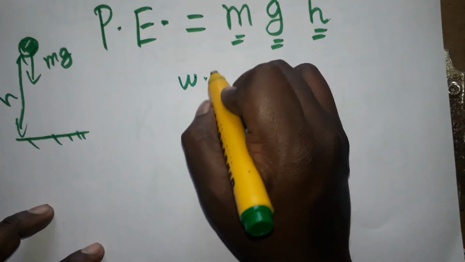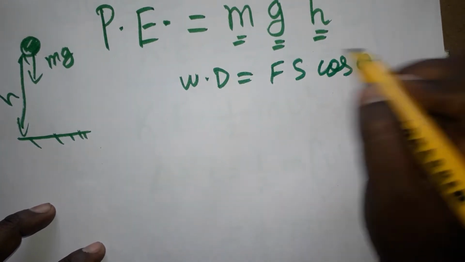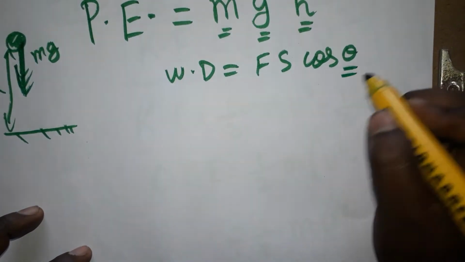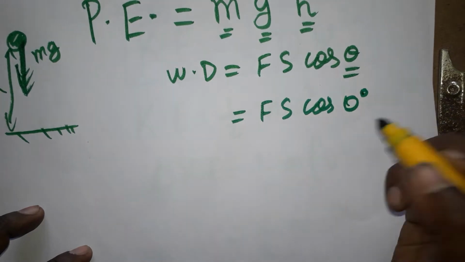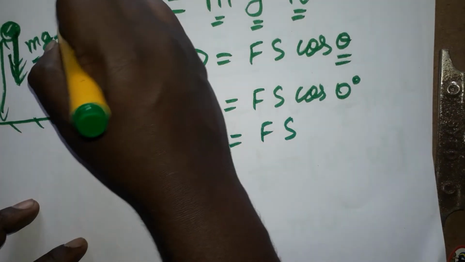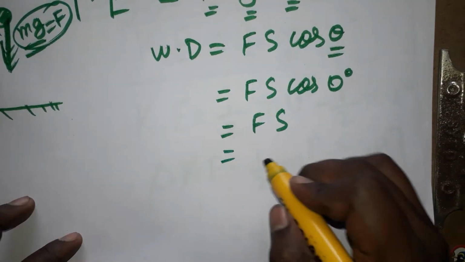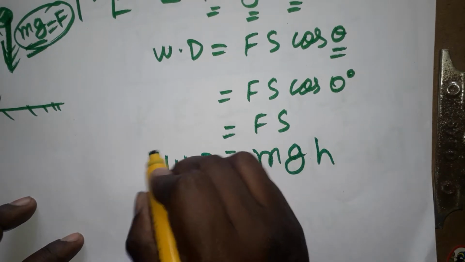So work done is equal to Fs cos theta. As we know, weight and displacement are at the same angle, cos 0 degree. So Fs cos 0 degree. Cos 0 will be 1. So Fs. Here force is called weight, which is mg. Displacement we are going to call height. So mgh is equal to work done.